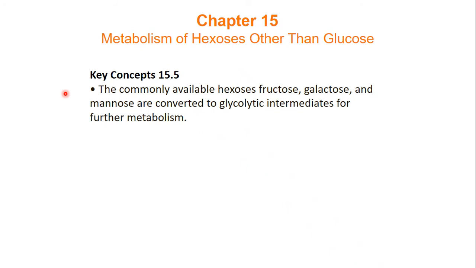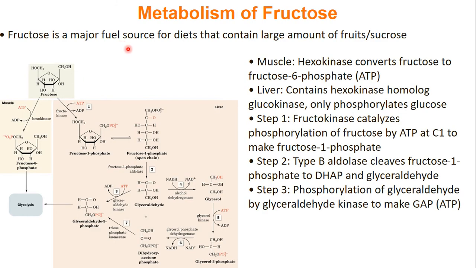In this video, we're going to look at how other hexoses other than glucose go through metabolism. And we're going to start with fructose. Fructose can be a major source of energy if you eat a lot of fruit or sucrose. And fructose has two different pathways based on where it is in the body.